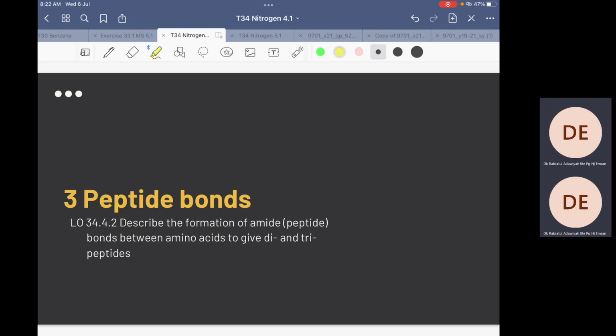So describe the formation of amide (peptide) bonds between amino acids to give di- and tripeptides. Have you learned about the formation of peptide bonds from amino acids? Yes? How about in polymerization? When many amino acids come together and then they form a long chain? No? Okay.